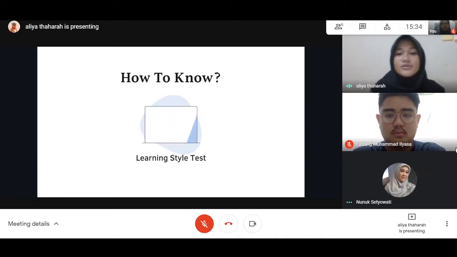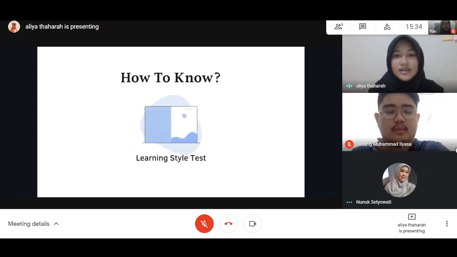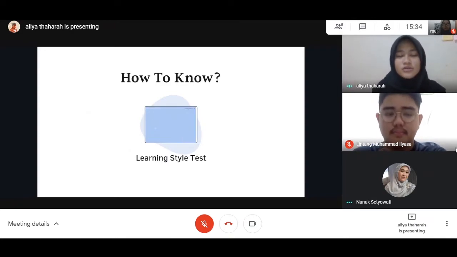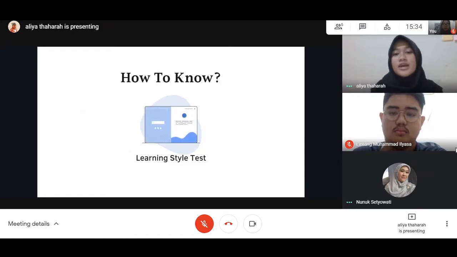Those are the two versions of learning styles. And now we're going to find out how to know our best learning style. First, of course, it comes from ourselves. We need to know what we need, like, do we love reading or do we love writing? And if we do, then maybe we have the learning style of reading or writing.